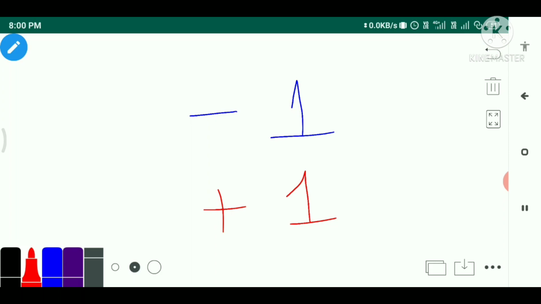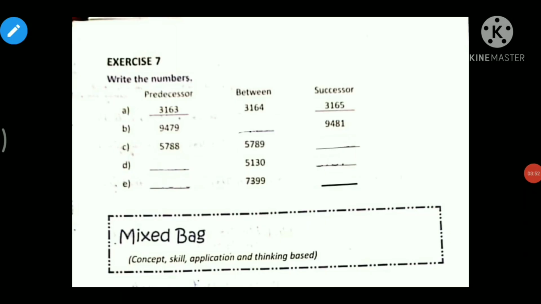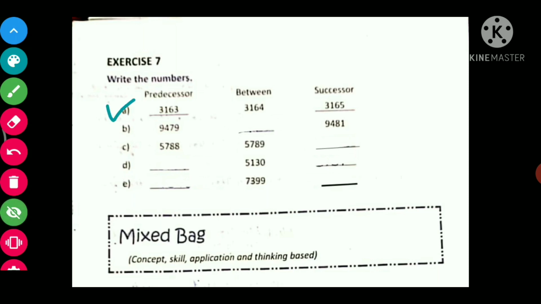Now let's see the questions that are given in your book. Just see exercise 7, first question. You have to write the numbers, and one is already done for you, right? Here we have to find the predecessor, the between number and the successor. Now we'll start from B part. Here predecessor is given, successor is given, and you have to find the between number.